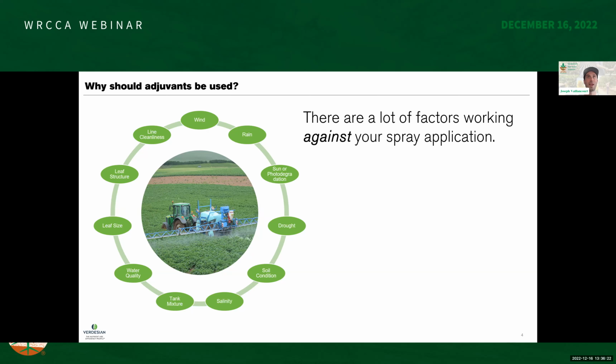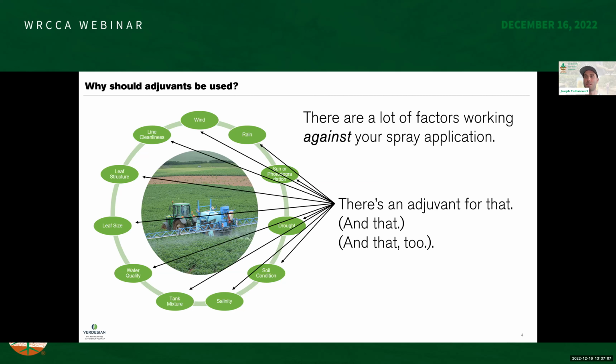So wind, rain, sun or photo degradation, drought, too little moisture, soil conditions like loose and sandy soils, saline soils, that tank mixture that Dr. W was alluding to earlier. Are those materials going to play together? Your water quality, that was covered. The size and structure of the leaf, and even the nature of the cuticles in that leaf, the nature of the active ingredients that you have. Are they systemic chemistries? Are they contact chemistries? We need those sprays to behave very differently between those two different modes of action.